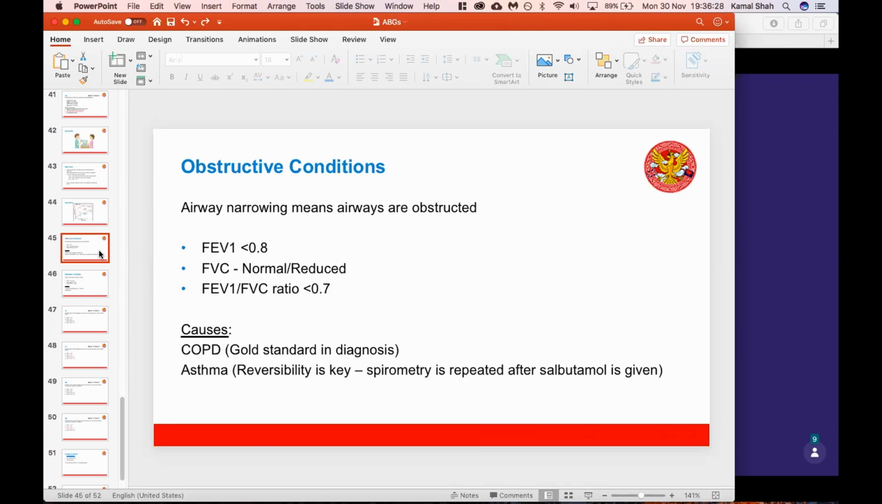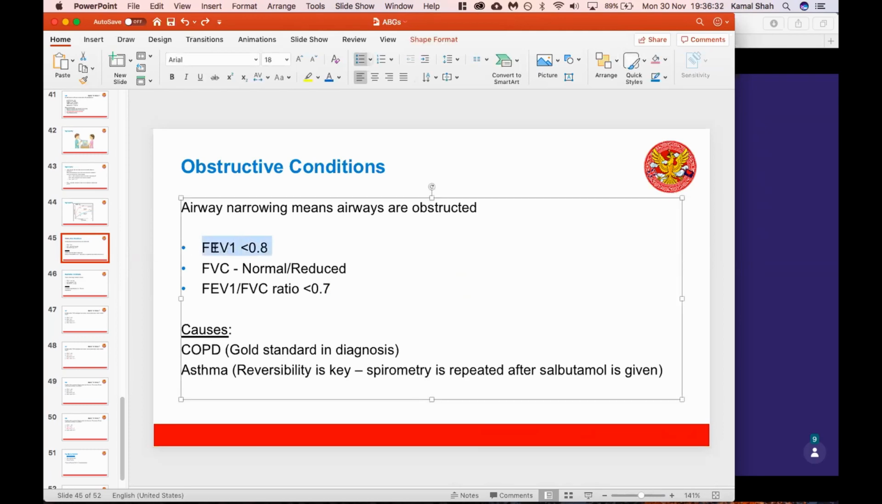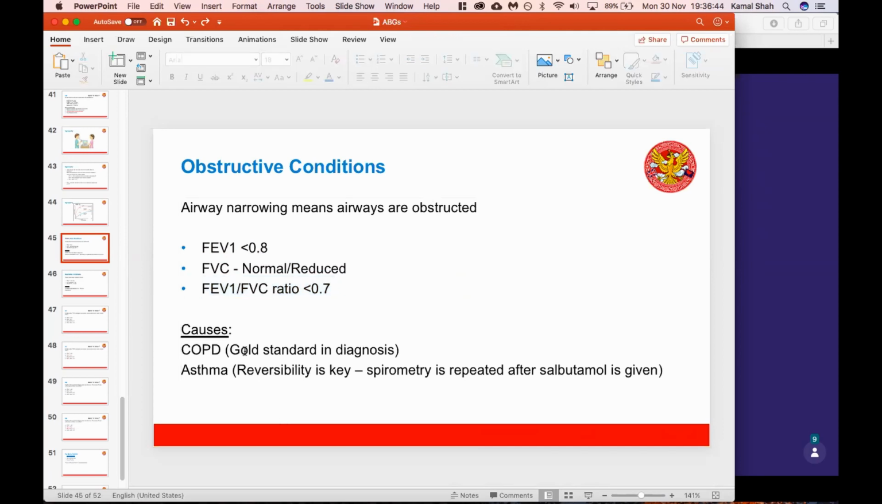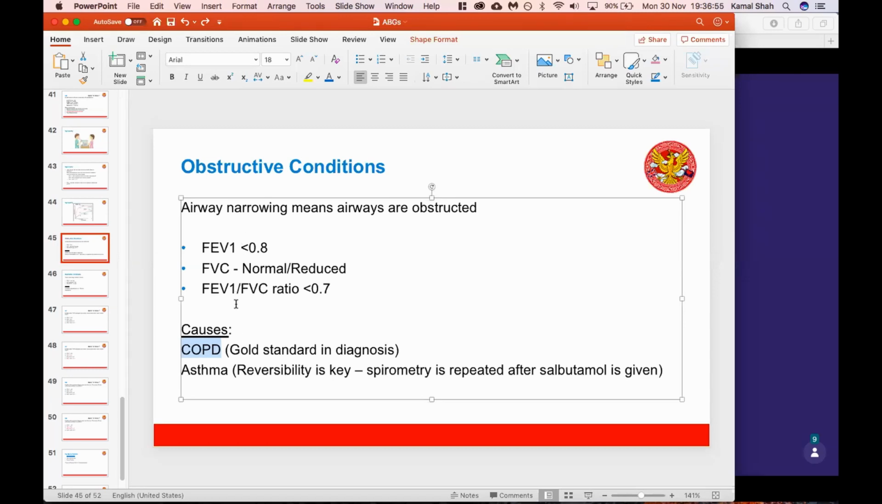In these conditions, as I've said, your FEV1 will be reduced, less than 0.8. Your FVC will be normal or reduced, and your FEV1 to FVC ratio is less than 0.7. The causes are COPD and asthma, and how severe the COPD is depends on these numbers. Spirometry is the gold standard when it comes to diagnosing COPD.